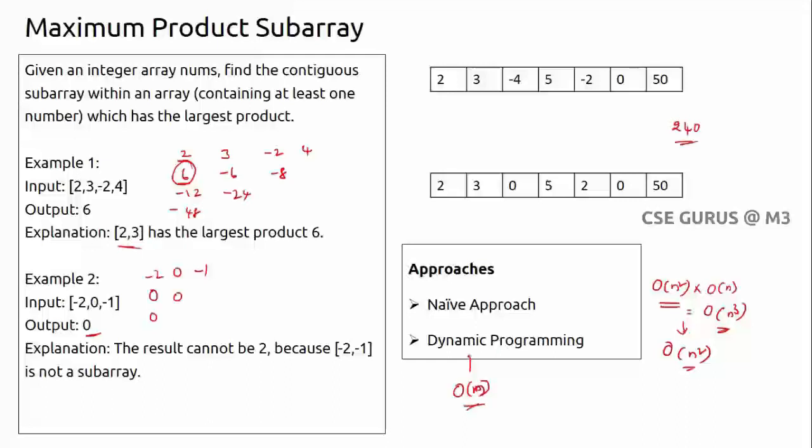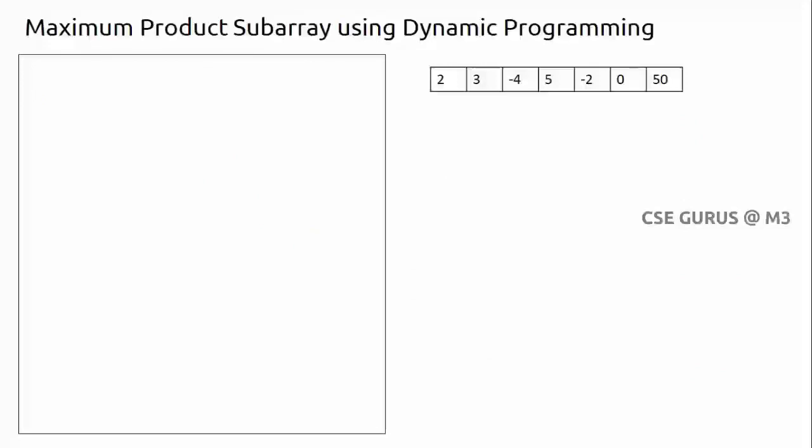Definitely the answer is yes, by using the dynamic programming method. We'll see how we can get the answer with dynamic programming. That means big O of n, indirectly I can say I traverse each element only once, not more than that. So how to get it and what are the steps, we'll see now. For this maximum product subarray using dynamic programming, I have taken an example with positive values, negative values, and of course 0 also.